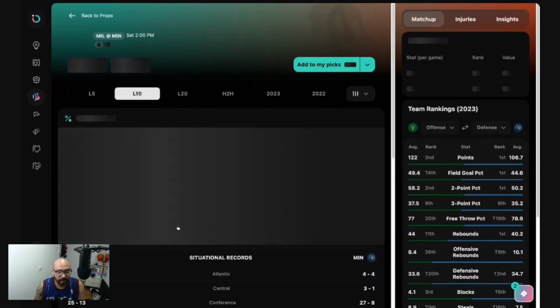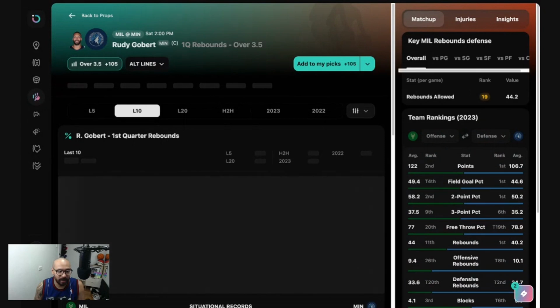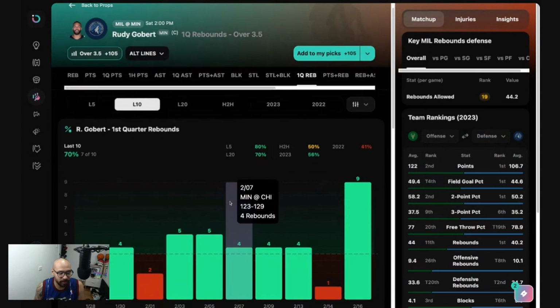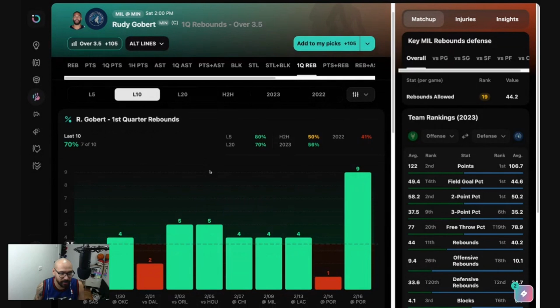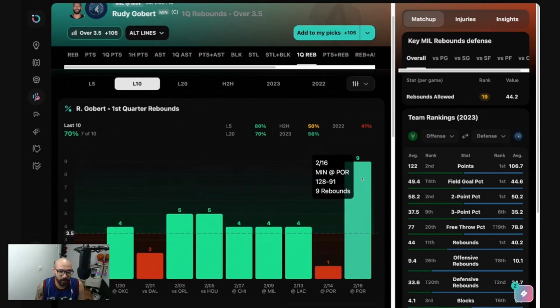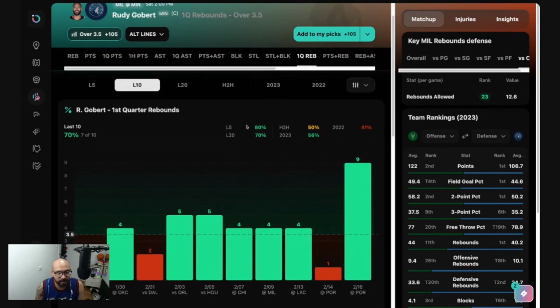So let's have a look at this man, Rudy Gobert. So we're looking at his first quarter rebounds. Line's at 3.5, and you can get that for plus money. He's hit this in 7 of his last 10. Last game against Portland, he had 9 rebounds in the first quarter. Matchup-wise, the Bucks give up the 8th most rebounds to centers on the season.